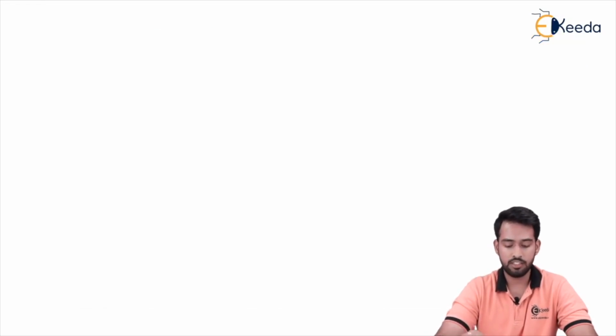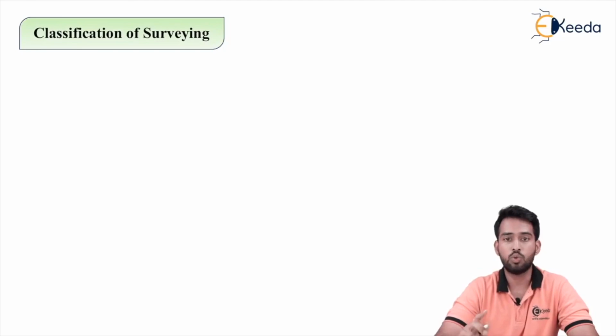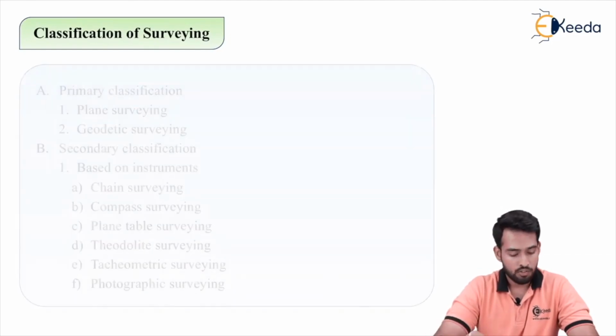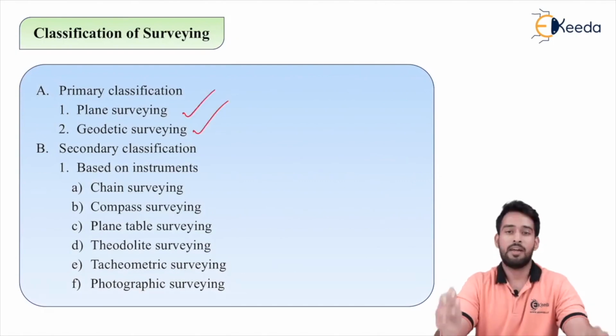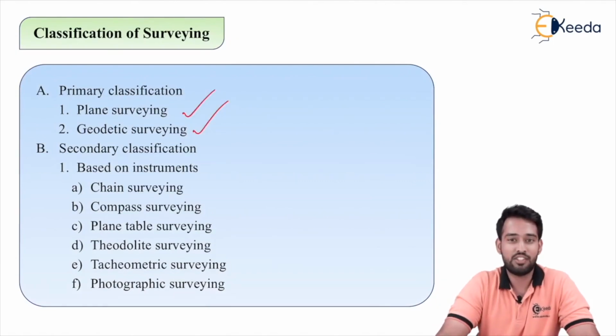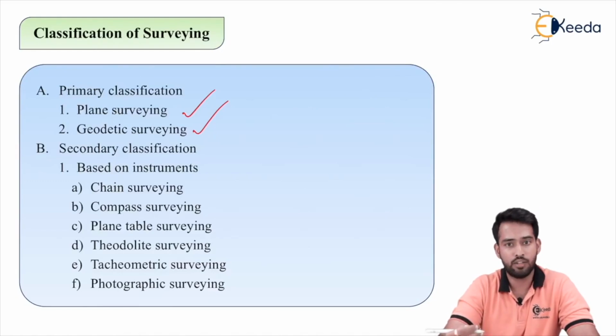Moving on to our next topic, which is classification of survey. Now, the survey is classified into two types, basically the primary survey and secondary survey. So we see what are the types. First, as I said, primary survey. Primary classifications are plane survey and geodetic survey, which will be explained in detail in further slides. Now moving on to the second, which is secondary classifications. Secondary classifications are again divided into subheads.